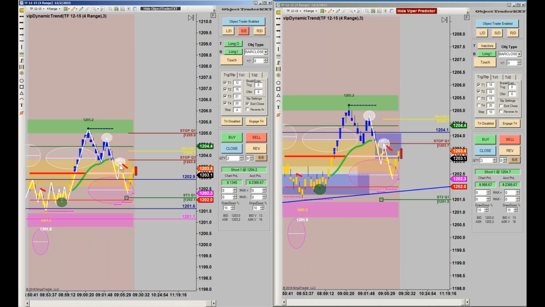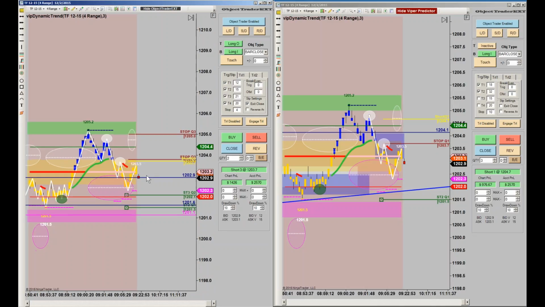Didn't take out my high. See why I did that, right? High, low, lower high, lower low. I expect a lower high. Came within a couple of ticks, so I sold at bar close.